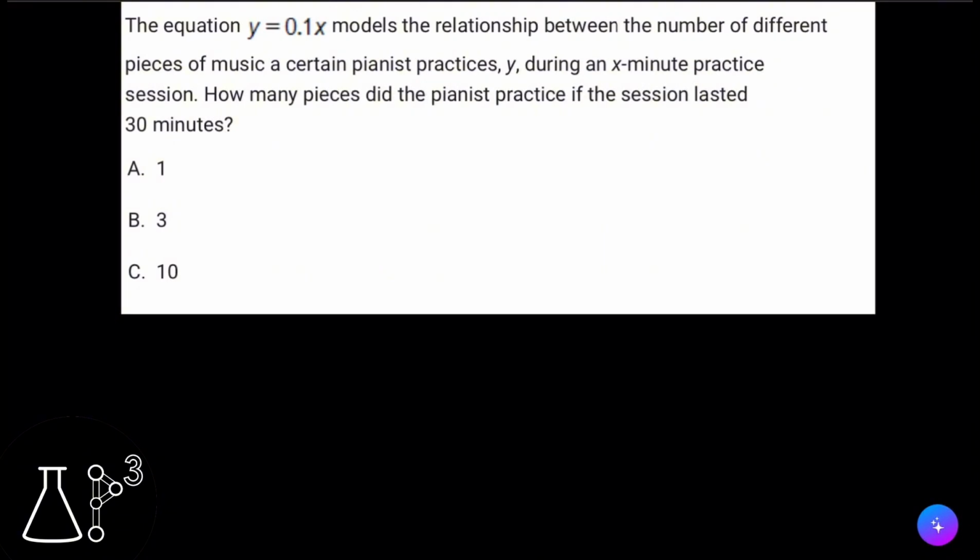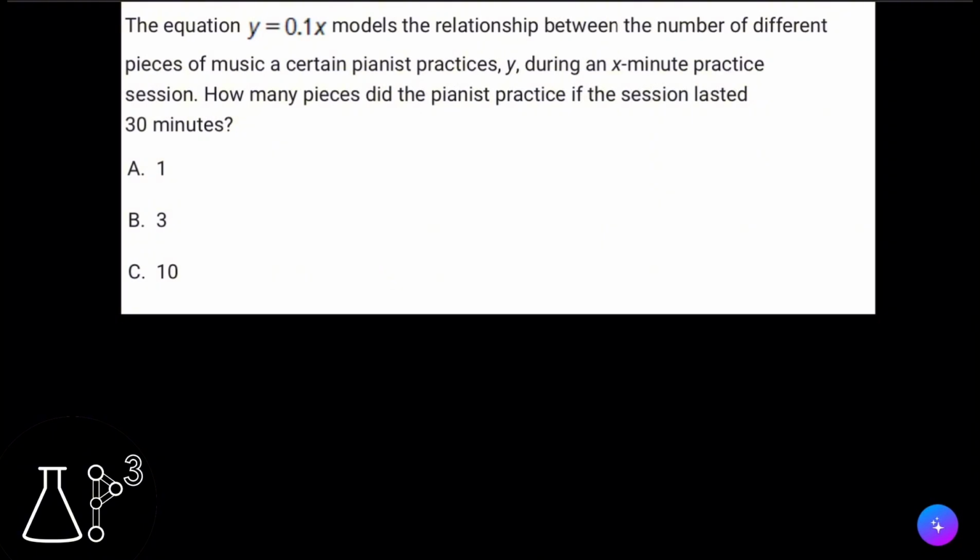Okay, let's do another question. The equation y equals 0.1x models the relationship between the number of different pieces of music y a certain pianist practices during an x minute session. How many pieces does the pianist practice if the session lasted 30 minutes?